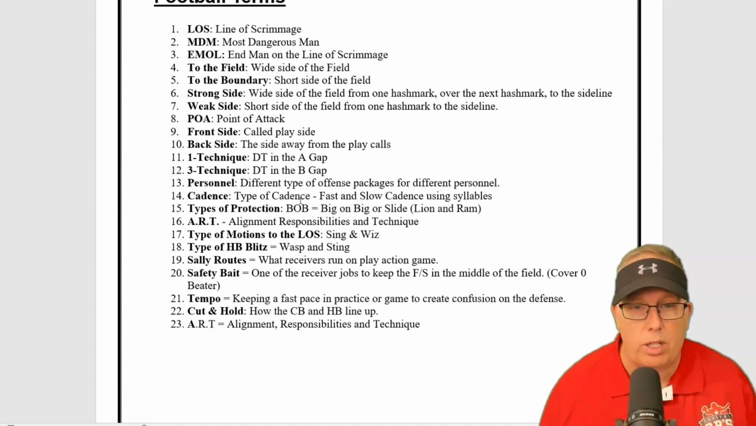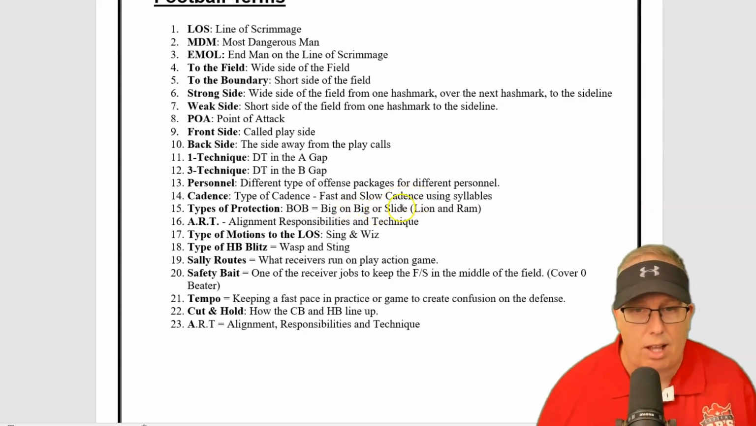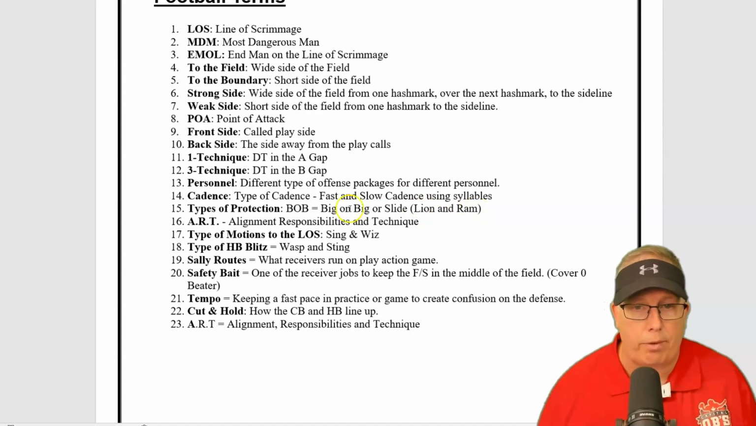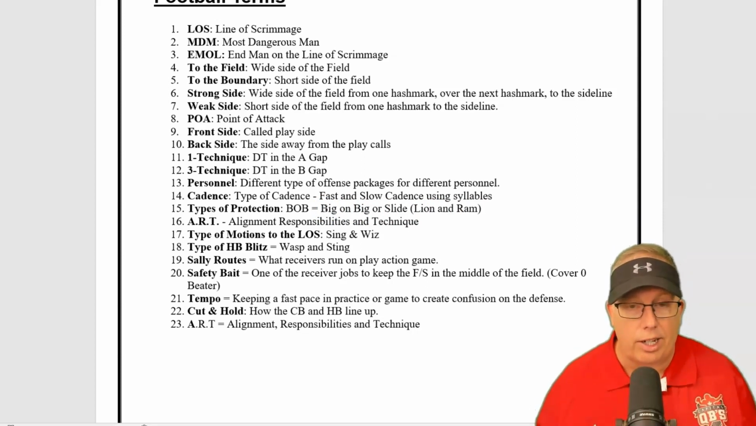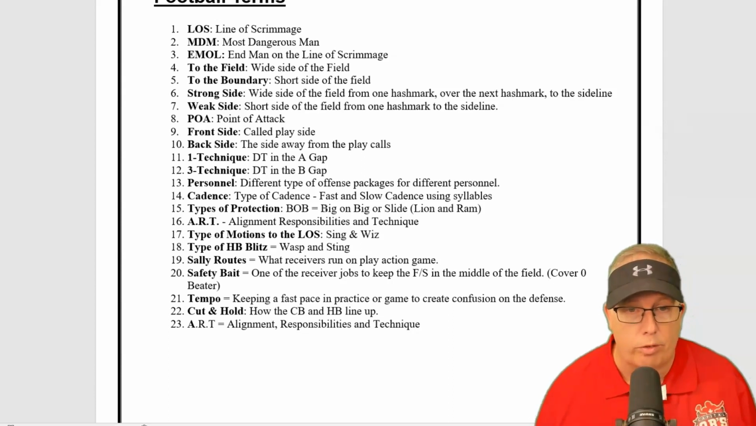Types of protection, when you see BOB, that means big on big. Or if you have a slide protection, that means lion for left, ram for right. Those are the type of lingo you're going to hear sometimes. That's probably a great example. I should have started off at the beginning of the lingo, right? BOB and slide protection, lion and ram, those are pretty universal.